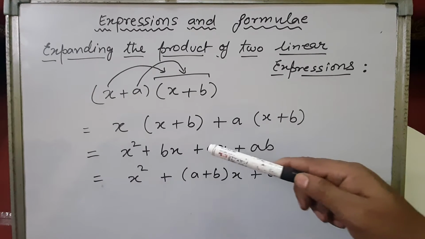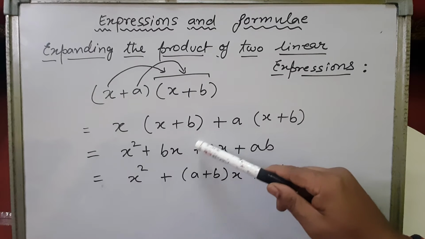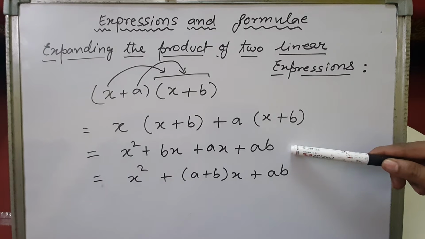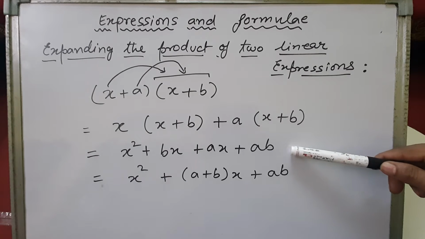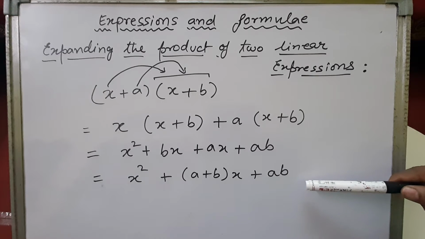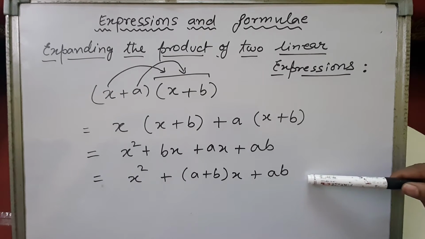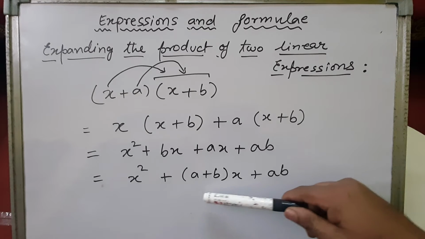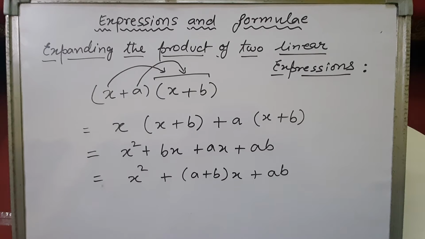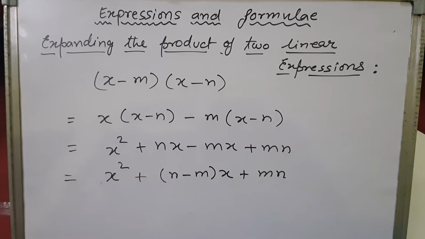So when we multiply x into x plus b, we'll get x square plus bx. When we multiply a into x plus b, we'll get ax plus ab. Right, now we can see that in these two terms we can take x common. So when we simplify further, we'll get the product as x square plus bracket a plus b into x plus ab. So this is the general product when we multiply two linear expressions. All right, note down first.